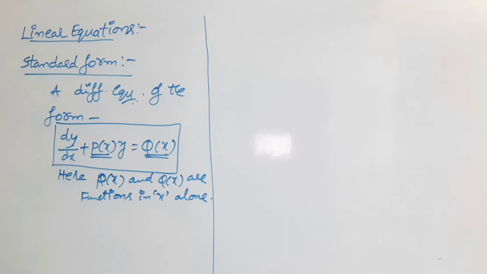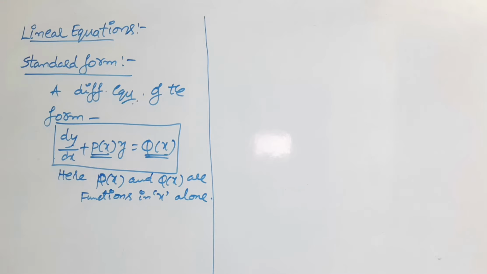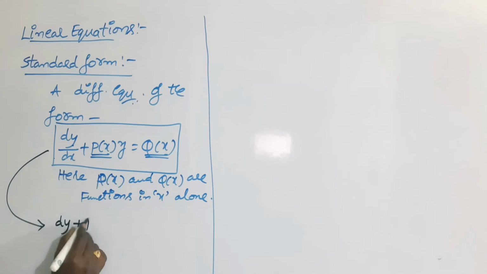Since so far we are solving the differential equations which are of the form M dx plus N dy is equal to 0, I am reducing this equation also into the form of M dx plus N dy is equal to 0. Now this equation can be written as, multiplying with dx, you will get dx getting cancelled. So P of x into y into dx is equal to Q of x into dx.